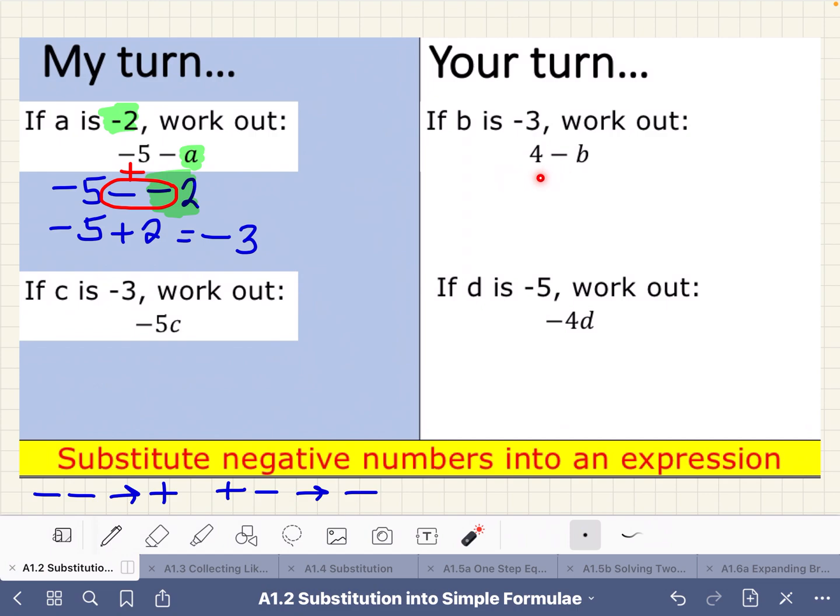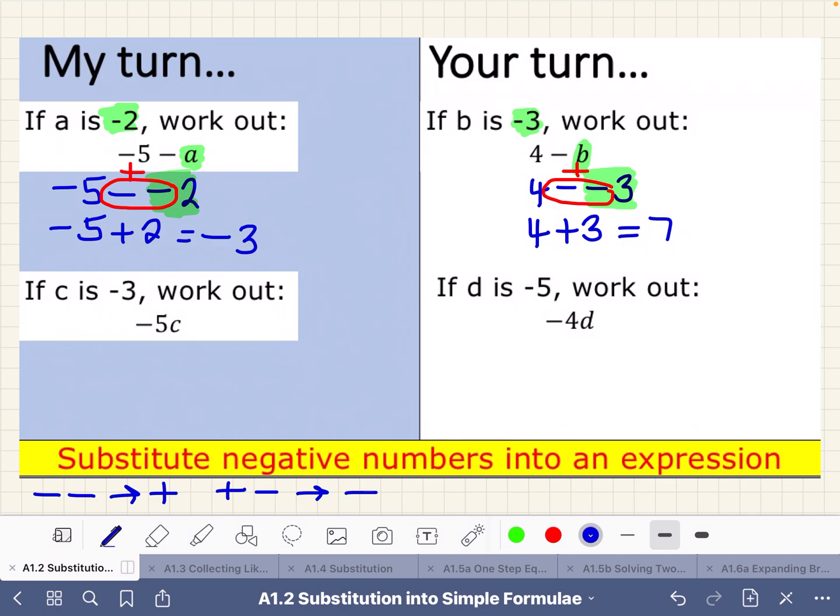Press pause while you try the your turn question. If B is minus 3, work out 4 minus B. B is being replaced with minus 3. That means we have 4, we are looking to subtract, and in this case we look to subtract minus 3. We again have the two minuses next to each other, which means we have a plus. That gives us 4 add 3 is equal to 7.